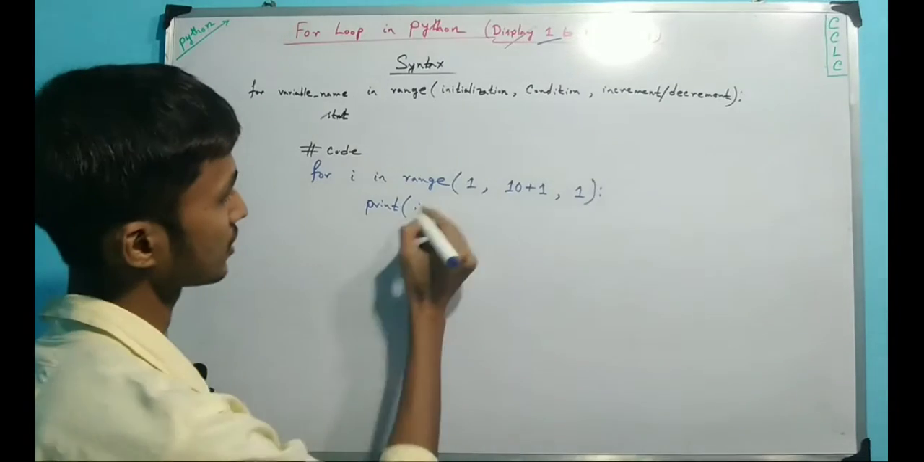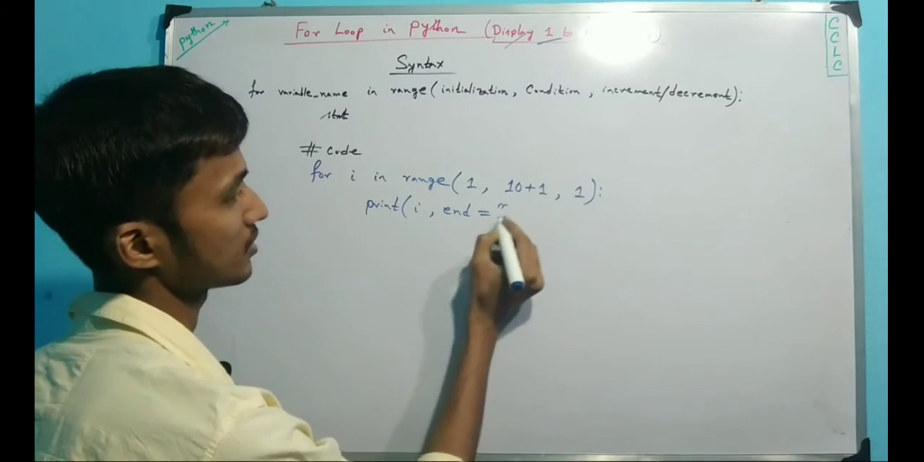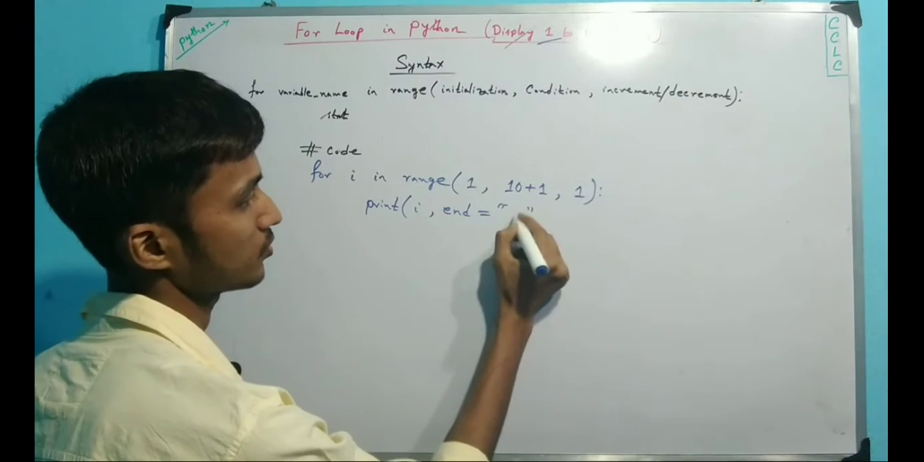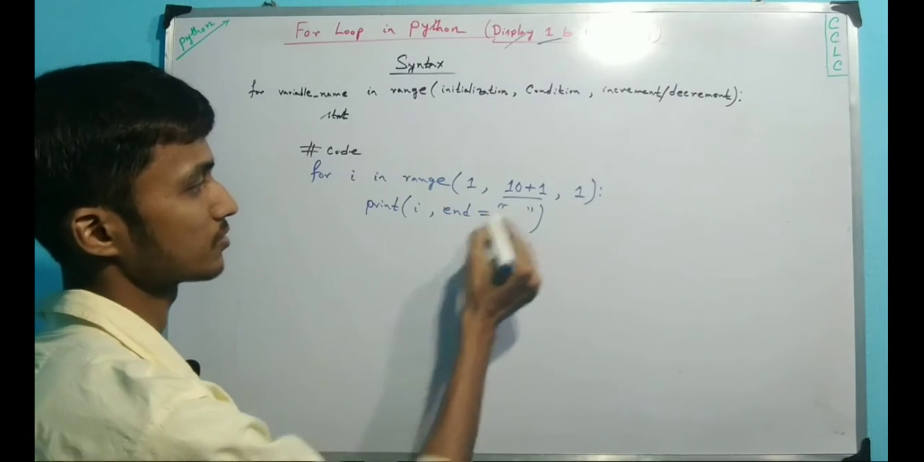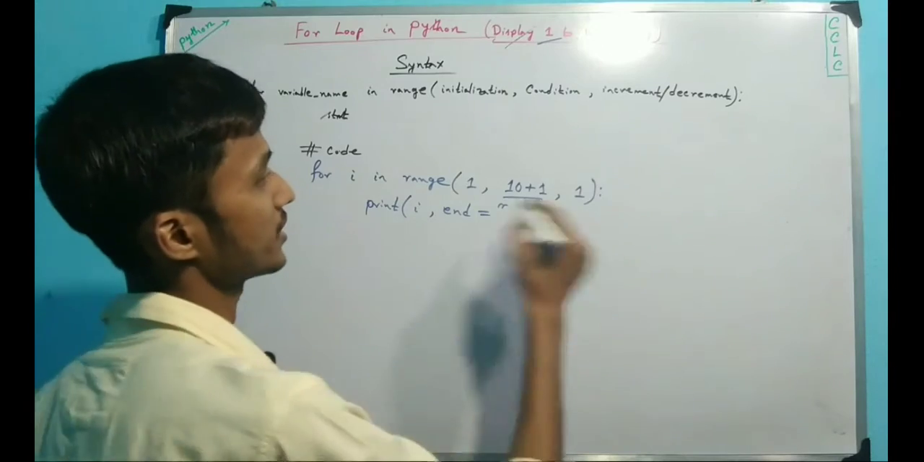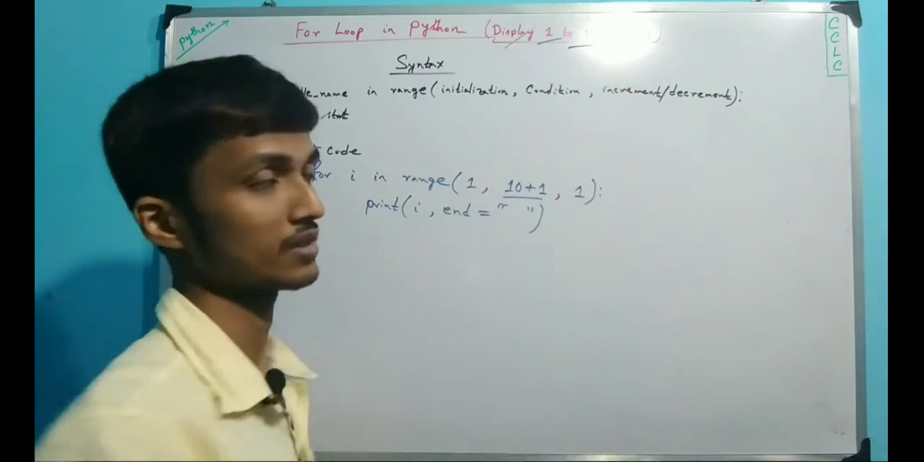print i comma end equal, here 1 space. Here 10 plus 1. Why 10 plus 1? 1 to 10.